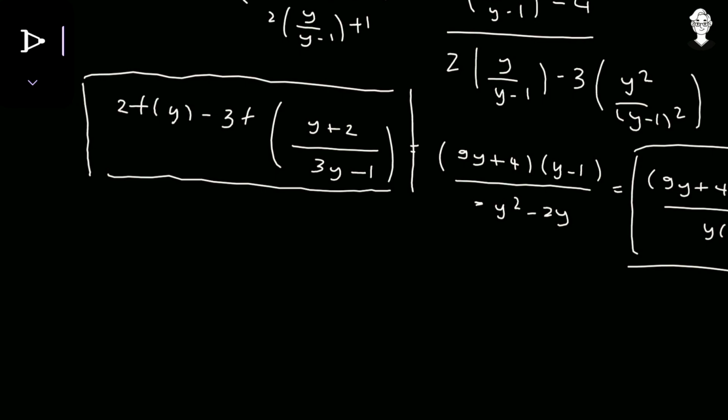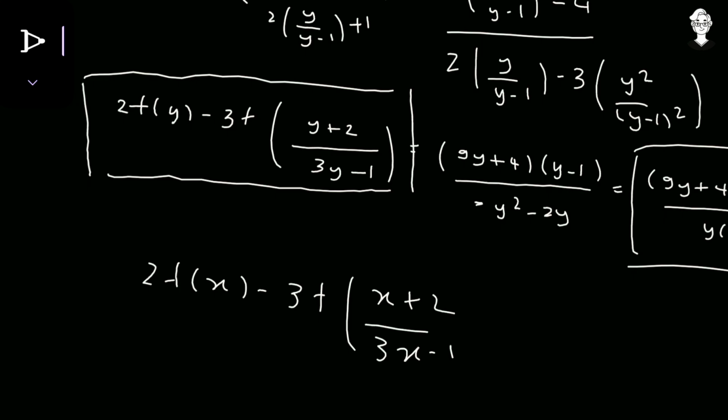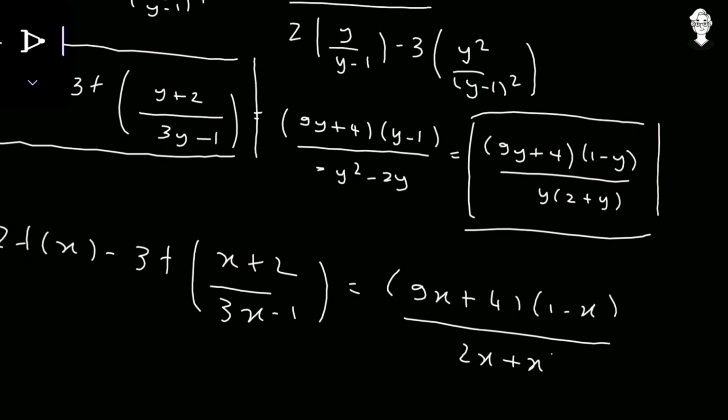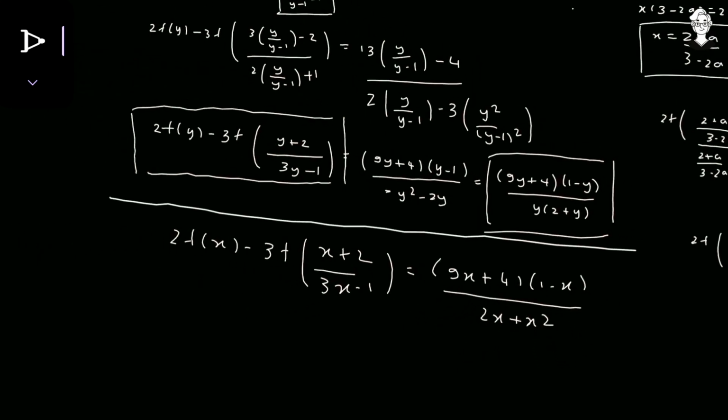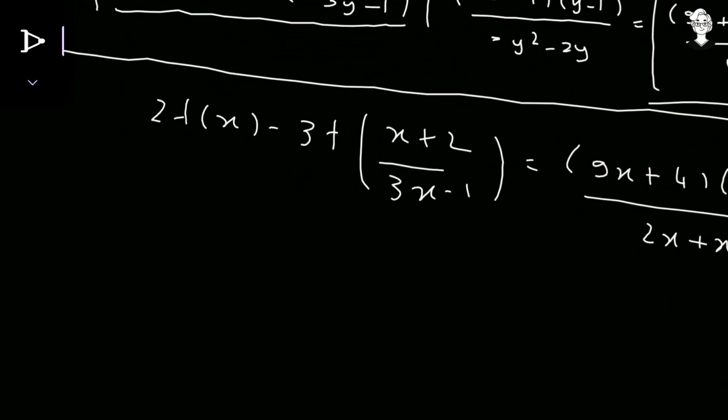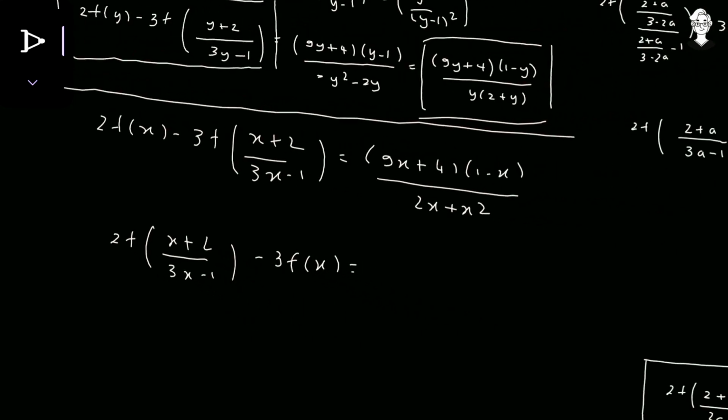So over here what we will have is 2 times f of x minus 3 times f of x plus 2 upon 3 times x minus 1, and that is equal to 9 times x plus 4 multiplied with 1 minus x, and in the denominator 2 times x plus x square. This is the thing when y is replaced with x, and from here we will replace a with the value of x. So what we will have is 2 times f of x plus 2 upon 3 times x minus 1 minus 3 times f of x, and that is going to be equal to what it is.